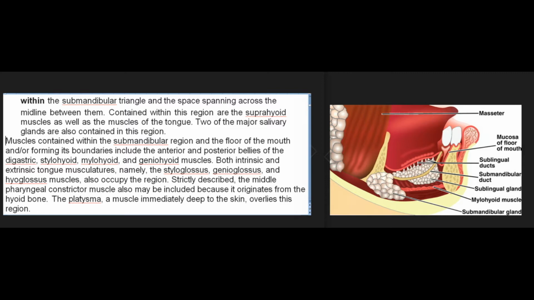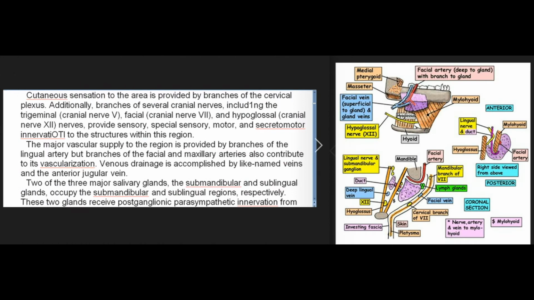The platysma, a muscle immediately deep to the skin, overlays this region. Cutaneous sensation to the area is provided by branches of the cervical plexus. Additionally, branches of several cranial nerves, including the trigeminal, cranial nerve V, facial, cranial nerve 7, and hypoglossal, cranial nerve 12, provide sensory, special sensory, motor, and secretomotor innervations to the structures within this region.